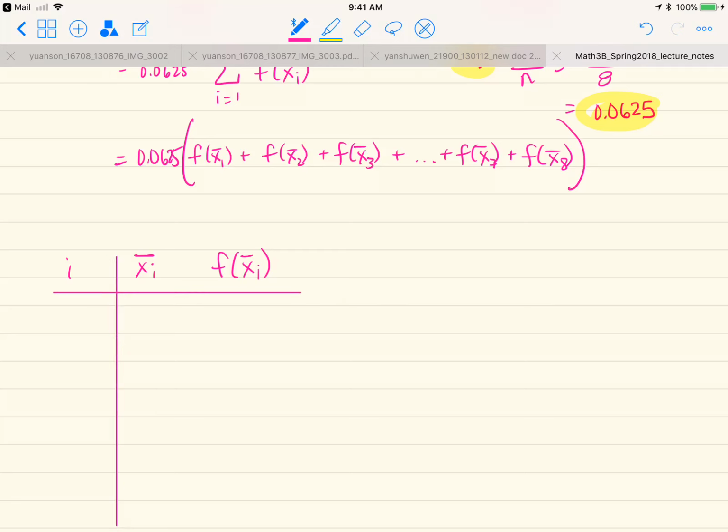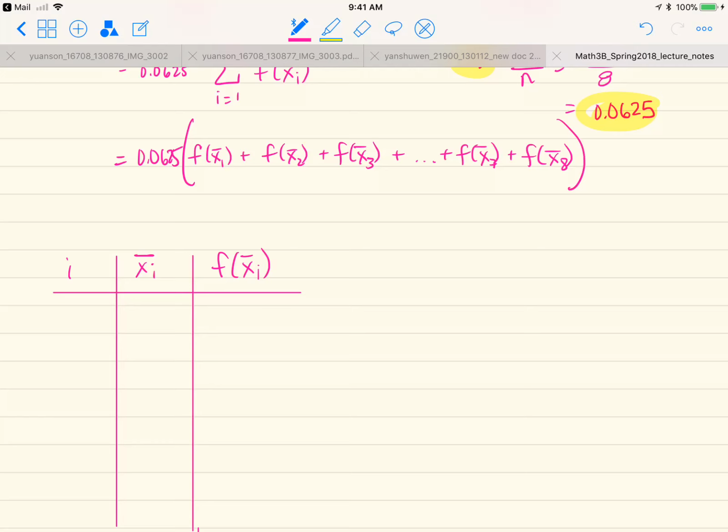At this point, it's really handy to have either Desmos open or your trig calculator, some way to compute these values, because you're going to need to evaluate your function at these midpoints. So now's the perfect time to have a calculator.